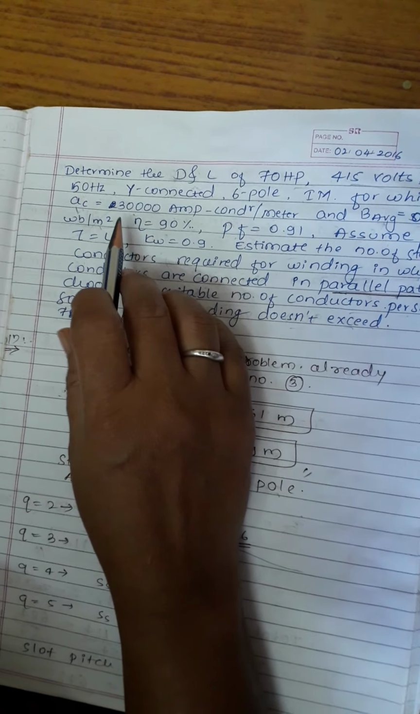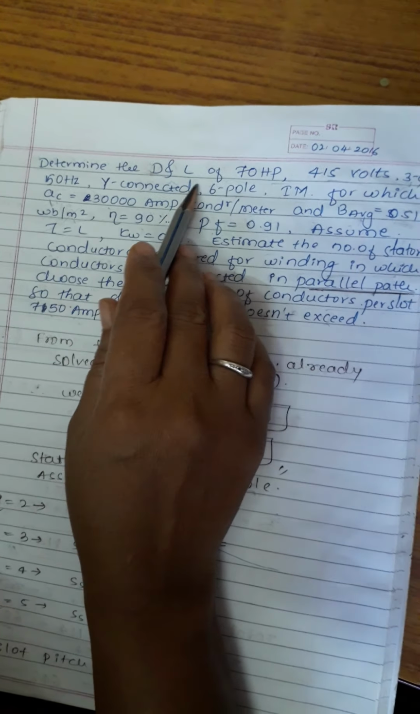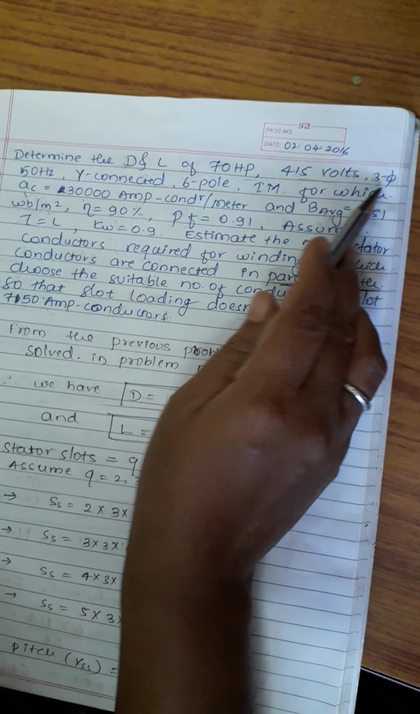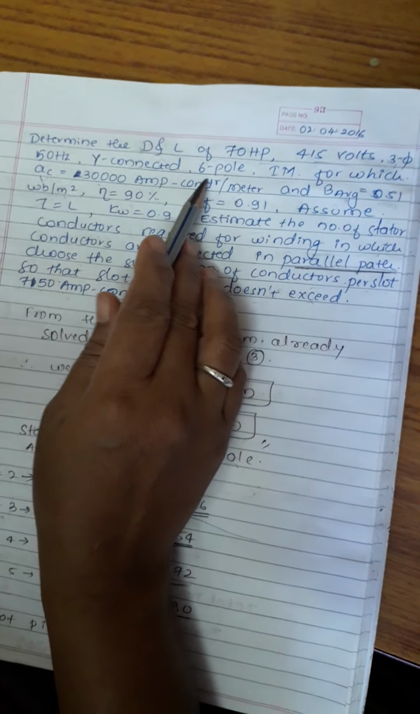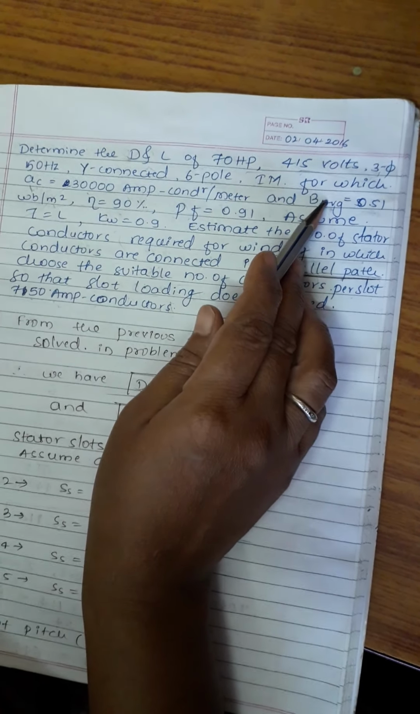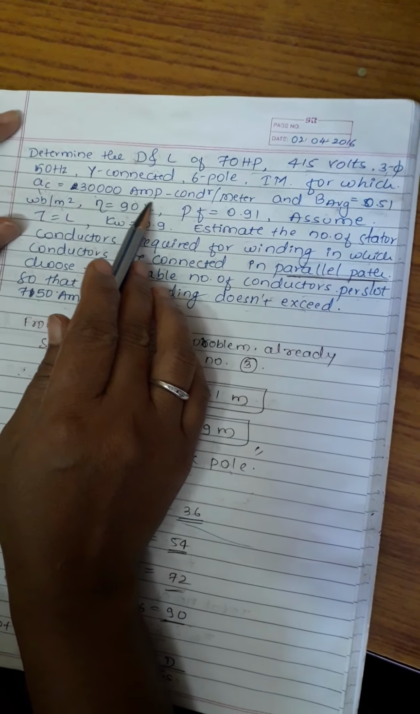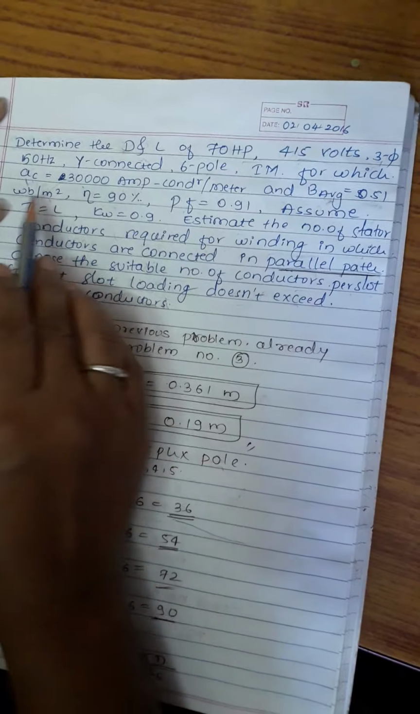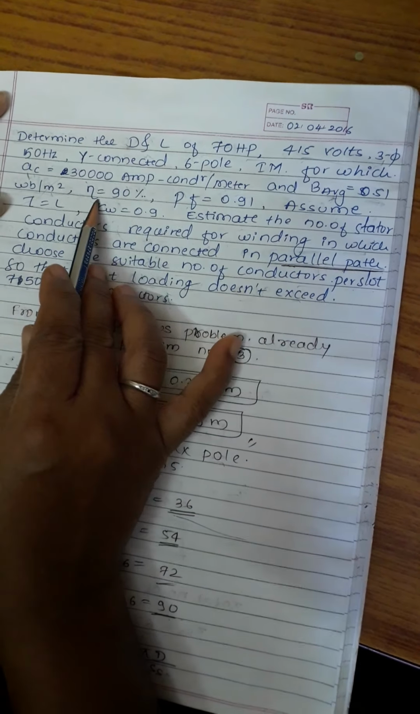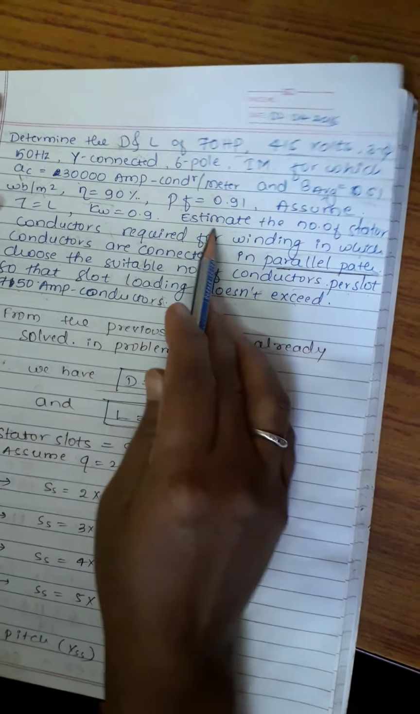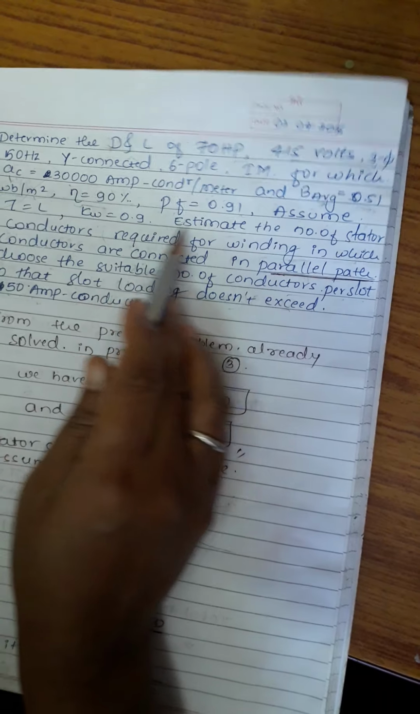Now we are going to start the new problem. Determine the D and L of a 70 HP, 415 volt, 3 phase, 50 Hz, star connected, 6-pole induction motor for which electric loading is 30,000 ampere conductors per meter and average flux density is 0.51 Weber per meter square, efficiency 90%, power factor 0.91. Assume tau is equal to L, winding factor 0.9.